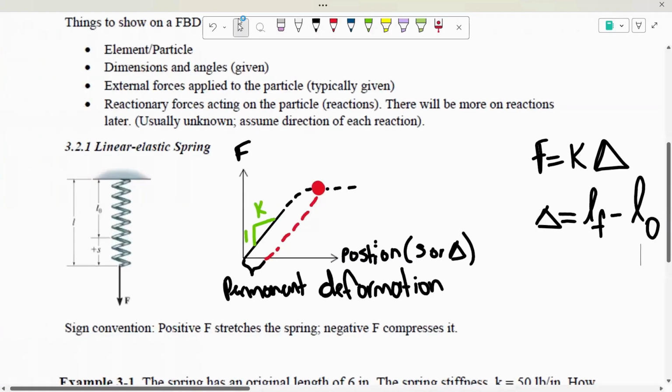Just another key thing is to remember the sign convention: a positive F stretches the spring, and when you apply a negative force, it will compress the spring. In this example right here, this was a positive force, which is why it stretched. But if a problem ever says it's going to apply a negative force, that means it is compressing. So the force would be going upwards and making that spring compress even more.